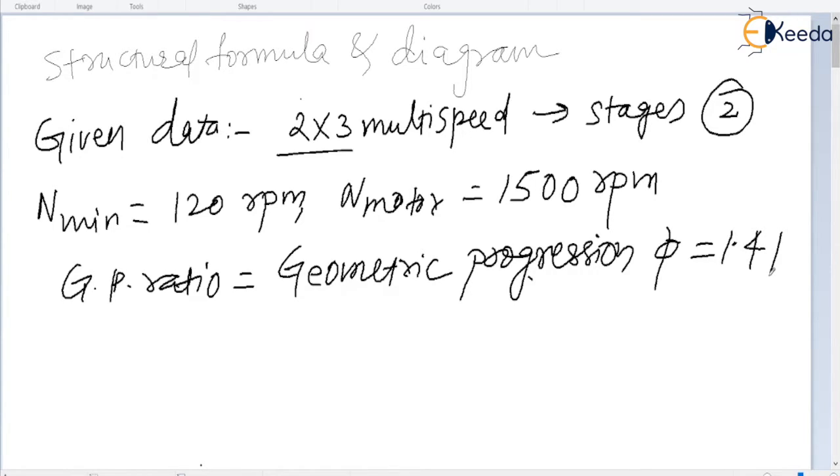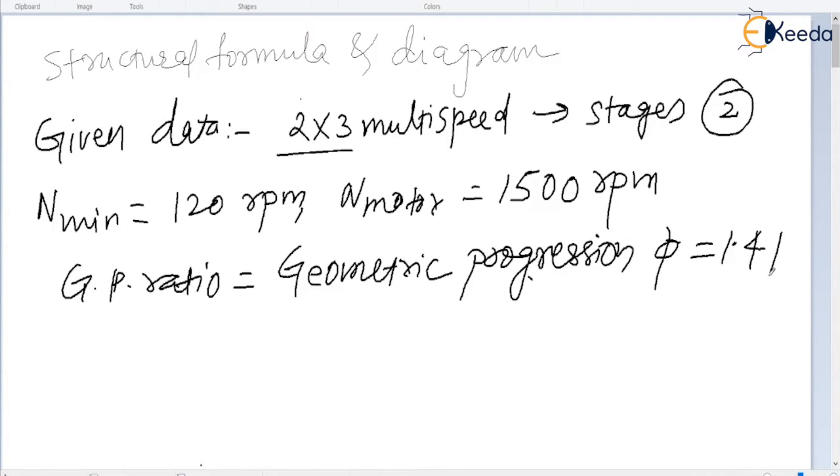Now this is the given data, and from this data we are going to check how many structural formulas we can get, which of those is the most suitable, and how we can draw the diagram. So let's begin with it. We have already determined that it is a 2-stage problem, so it's 2 and 3. What these things are, we will see one by one.